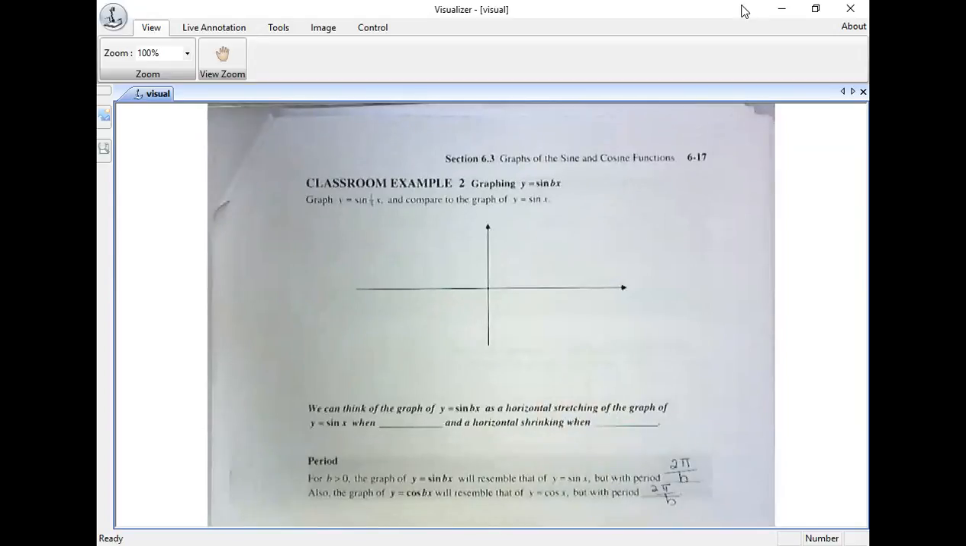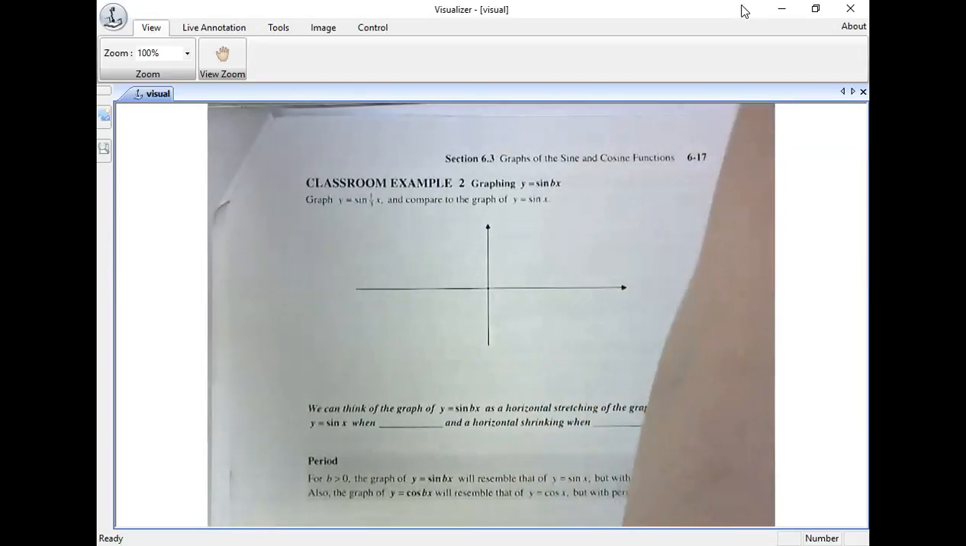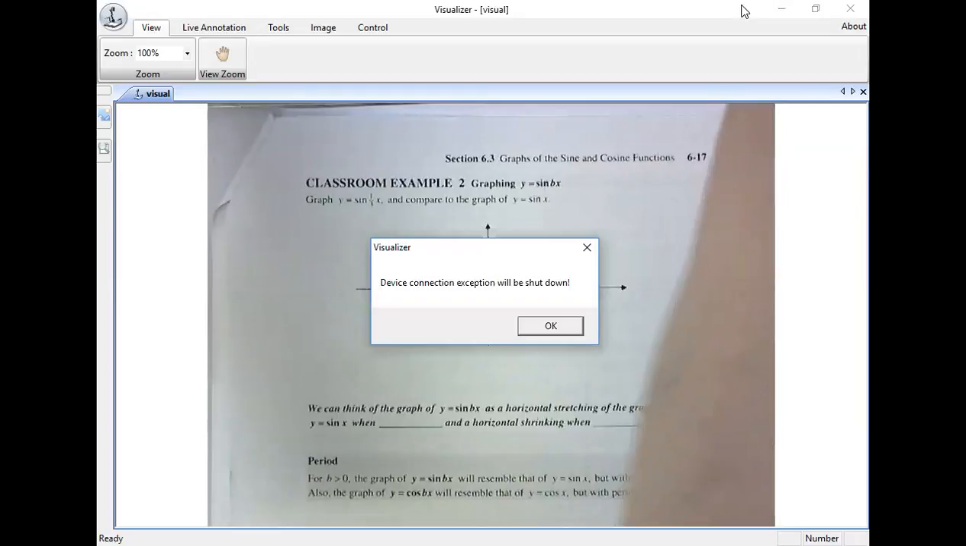Now, in order to do that, I don't know why this thing will not work. Let's see, maybe if I do this. Oh, that was not good. Hold on, now I messed up. Okay.